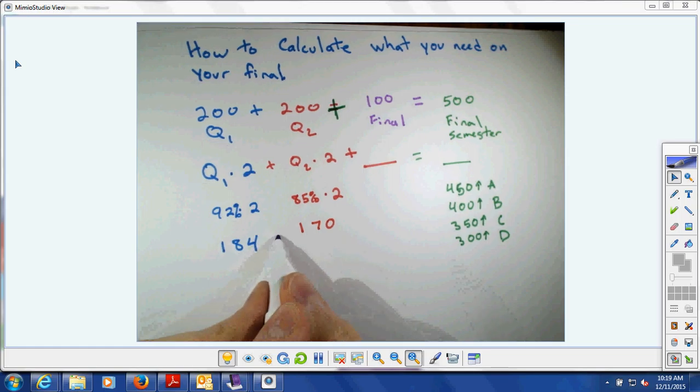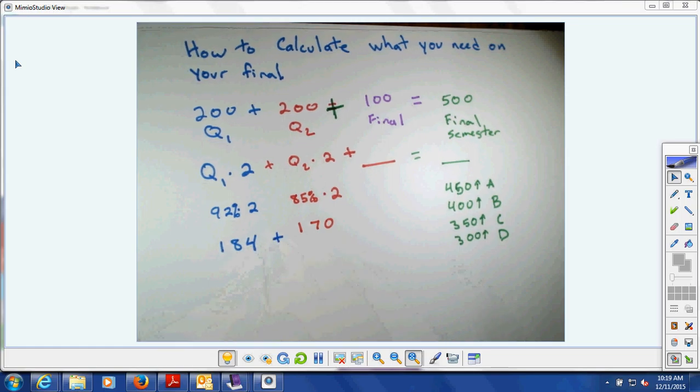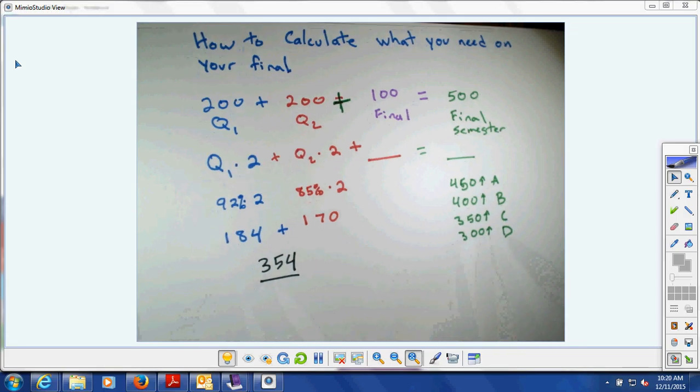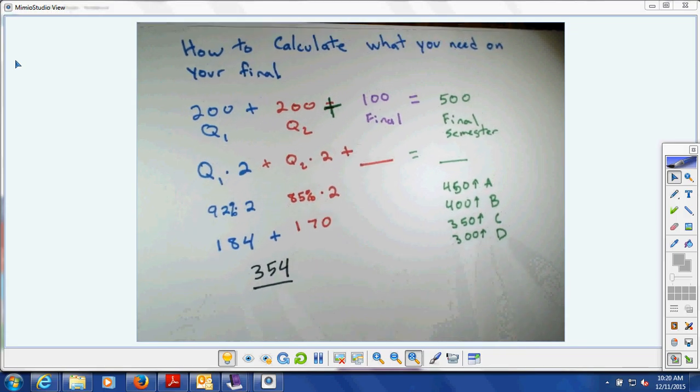Okay, so now what you should do is add those two together, red and blue. And what is 184 plus 170? 354. So your score right now is 354 points. If you look, are you guaranteed to pass? Yes, you're guaranteed to pass with at least a C. But I'm guessing that if you got an A and a B, you probably don't want just a C.